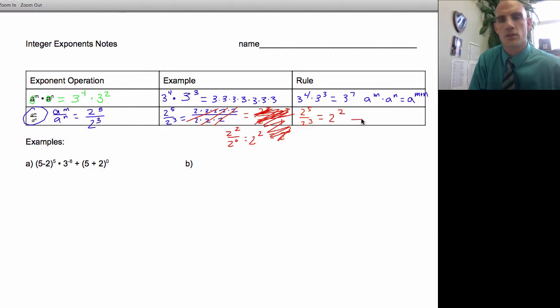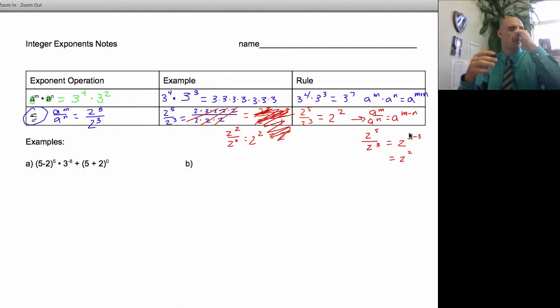So the general rule is a to the m over a to the n equals a to the m minus n, or 2 to the 5th over 2 to the 3rd equals 2 raised to the 5 minus 3, or 2 squared. So that's my general rule for my exponents. Let's look at an example down here.